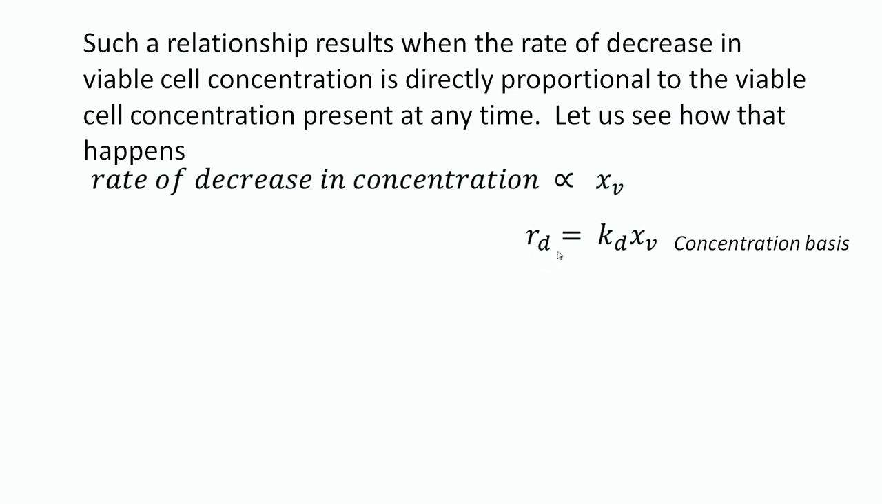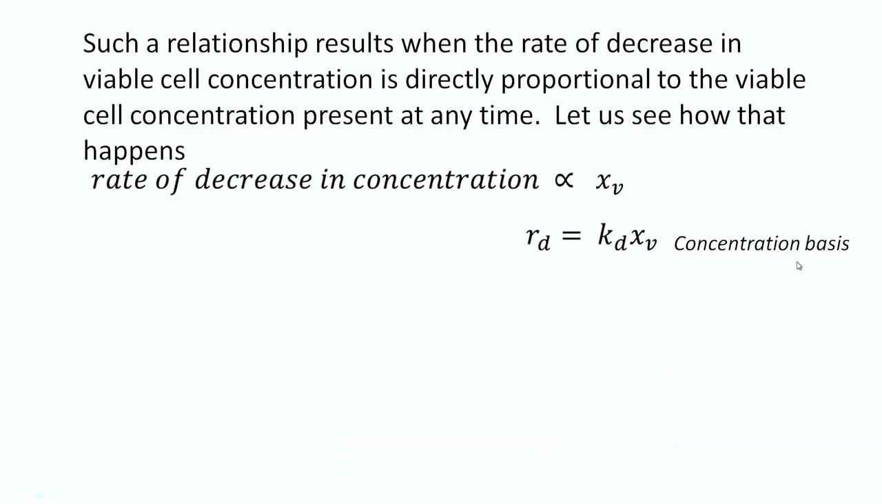Note that this R d is the rate of decrease in concentration, which is the concentration decrease per unit time, mass or number of cells per unit volume per unit time. That is the unit here. Therefore, the basis is the concentration basis. We need to remember this.